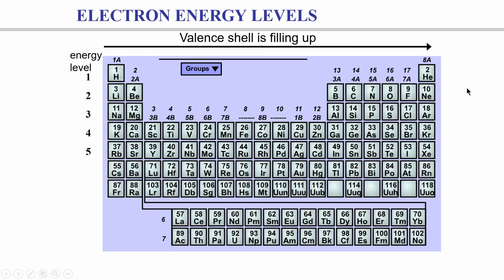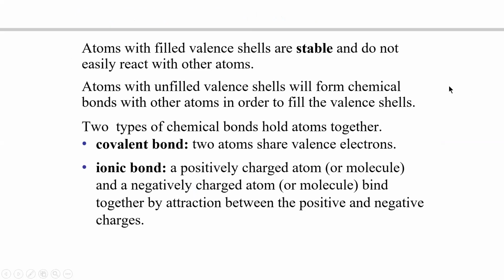So let's learn about the relationship between the electrons in the valence shell and the chemical bonds. Well, atoms that have filled valence shells are stable. They don't react easily with other atoms, so they're not going to form chemical bonds. Atoms with unfilled valence shells form chemical bonds with other atoms in order to fill up those valence shells. So atoms just do not like to have unfilled shells, so they're going to try and make bonds to fill up the shells.